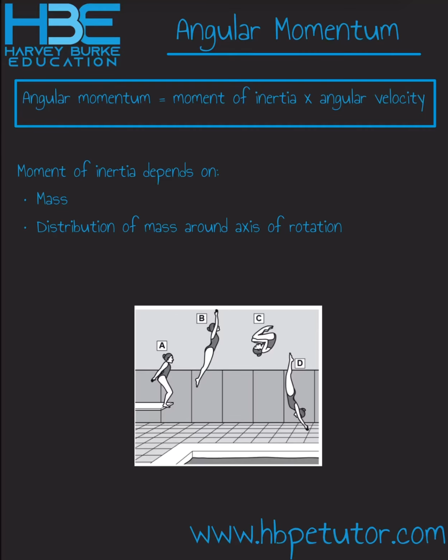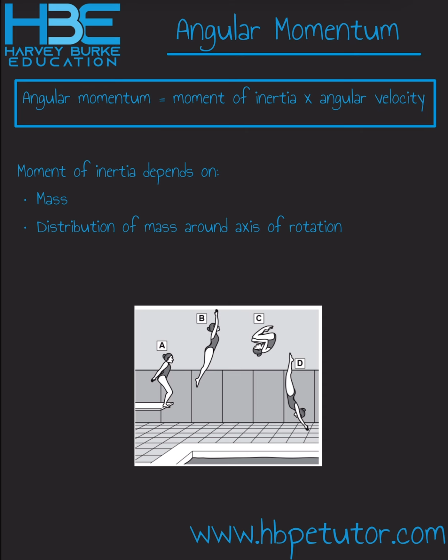If you're struggling with the conservation of angular momentum for A-level PE, listen up to this. So, angular momentum is moment of inertia times angular velocity. Moment of inertia is basically the resistance to spin, and angular velocity is the rate of spin. So, if their moment of inertia is high, it means that they're very resistant to spin, and therefore they're not going to spin very quickly, so their angular velocity will be low.